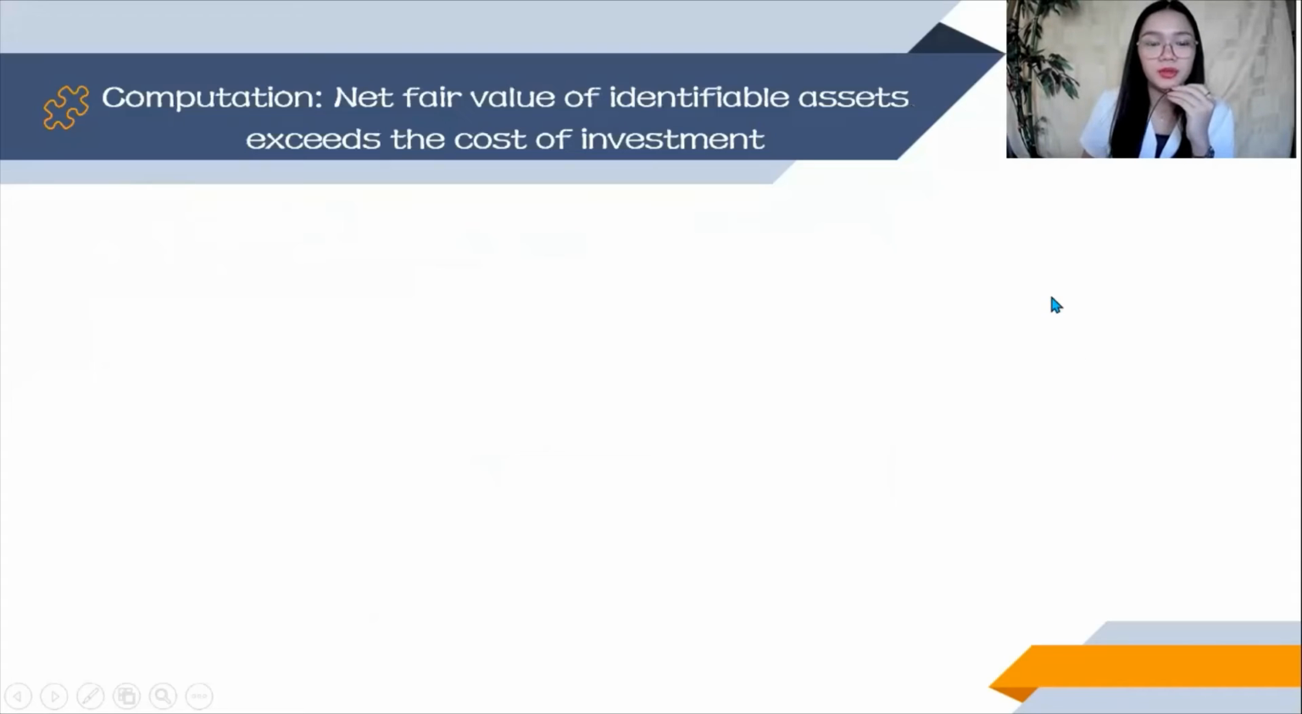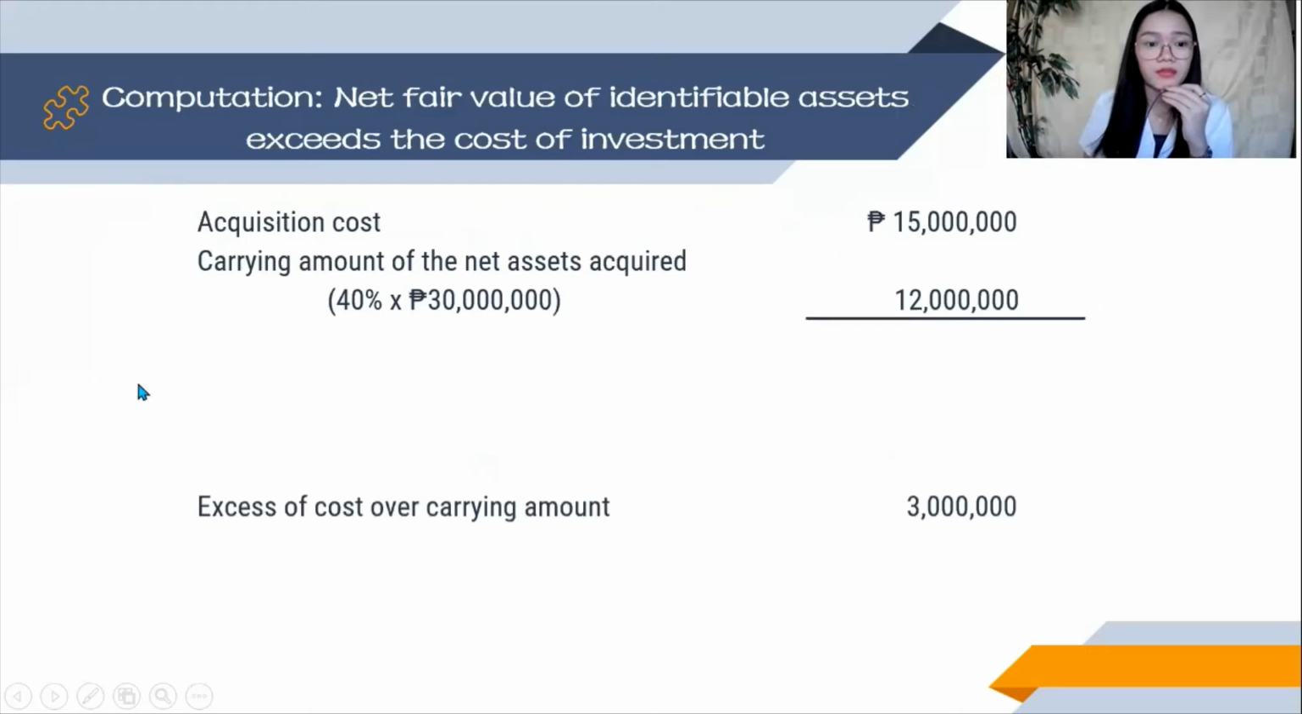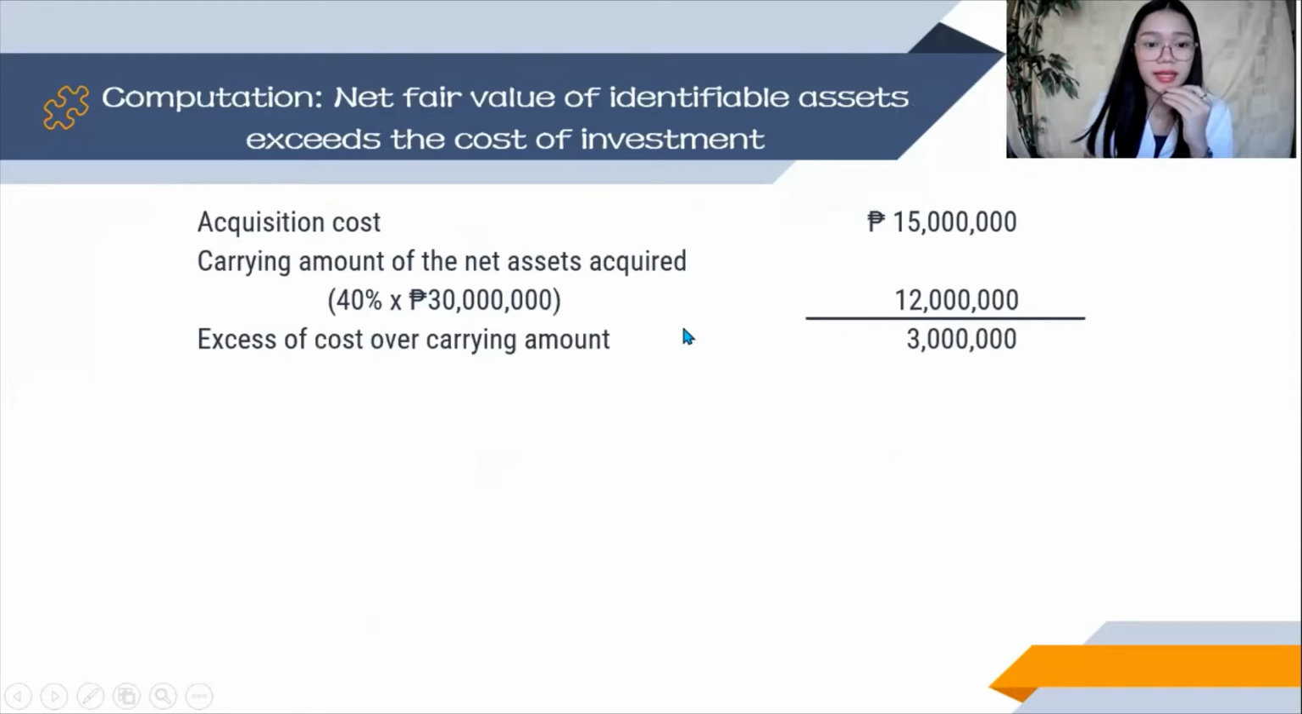So magko-compute muna tayo. So magkano yung excess muna? So we have acquisition cost na 15 million. And magkano yung carrying amount nung net assets ni Jogras de Magiba? It's 30 million. But i-determine lang natin yung share natin na 40%. So 40% nung 30 million, it's equal to 12 million. So we have excess nung binayad natin over the carrying amount of the net assets acquired na 3 million. O, kasi naka-book value pa siya, hindi pa siya naka-fair value. So san attributable tong 3 million na to.